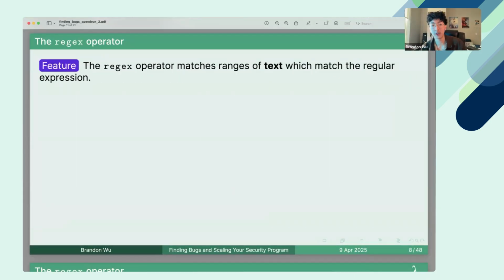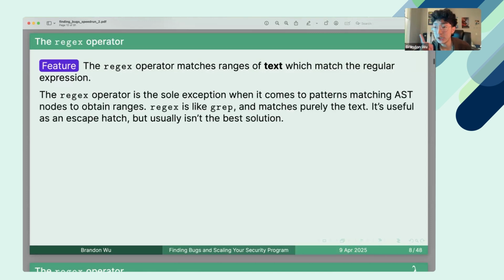The last operator I'm going to tell you about is called regex. And you've got to be careful about this one, because this runs into the same issue I told you about when we were talking about grep initially a week ago. Regex is the only exception when we talk about patterns matching ASTs. Regex does not. Regex matches text.